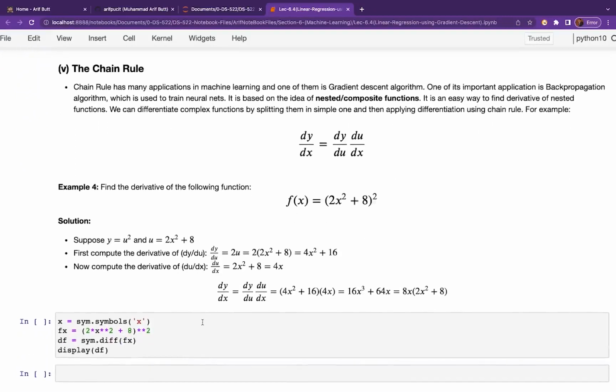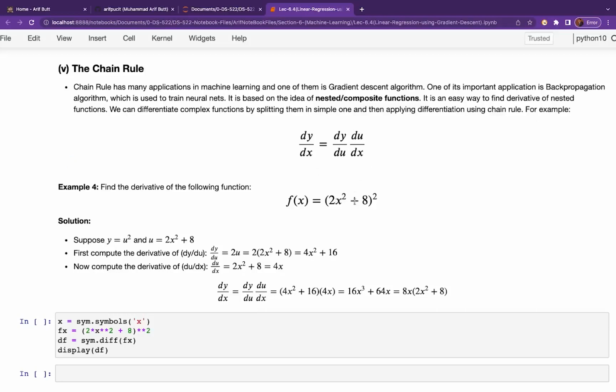Okay, my dear students, the next rule, the one that is used in gradient descent algorithm as well, is the chain rule, which helps you find the derivative of nested functions. Actually, you just split the complex function into simpler functions and then you multiply the differentiated outer function with the differentiated inner function. This is shown in this formula over here. Let's do an example to understand it.